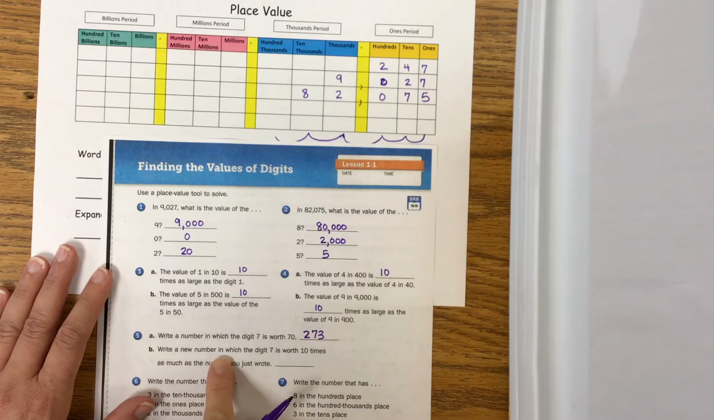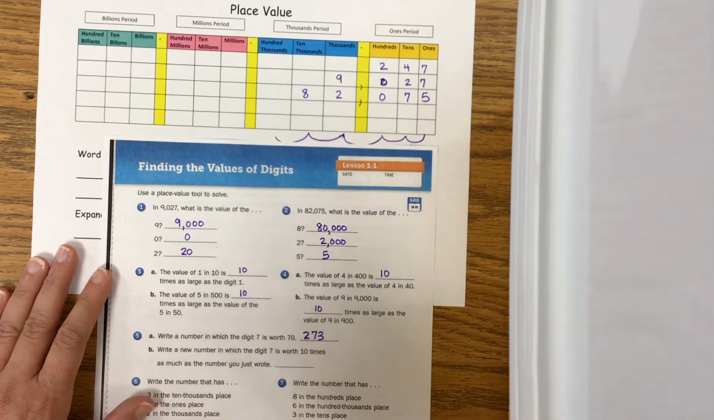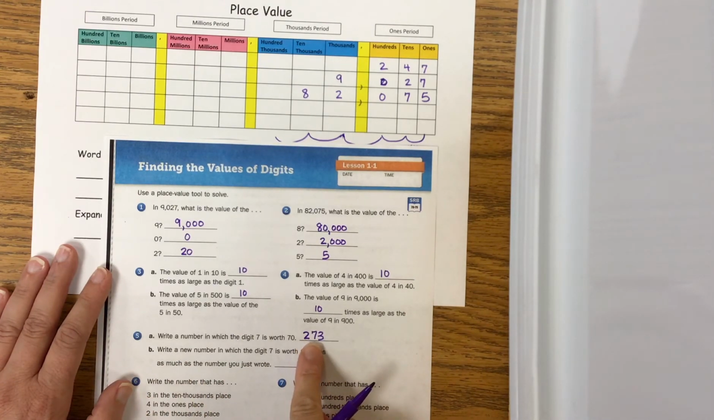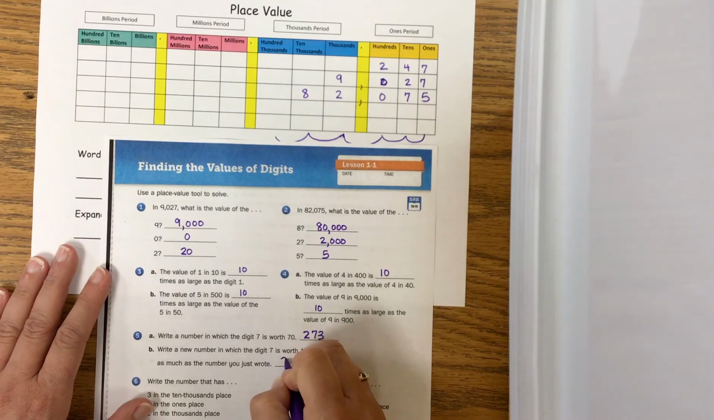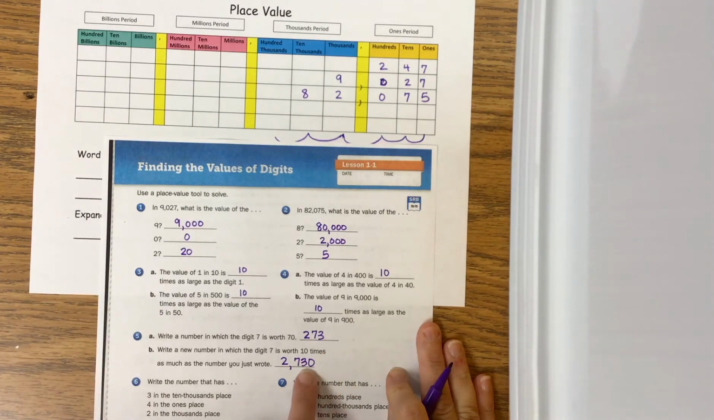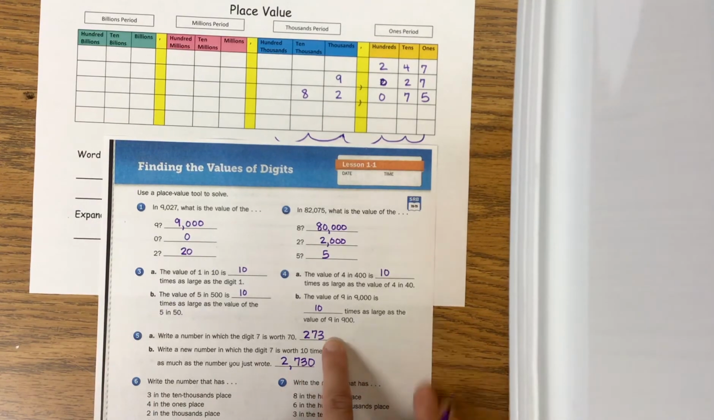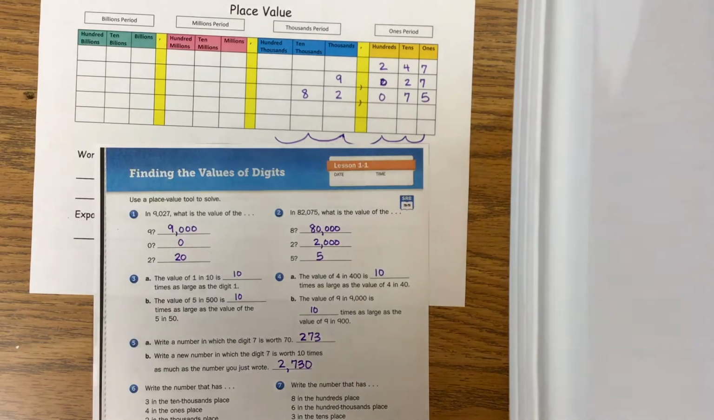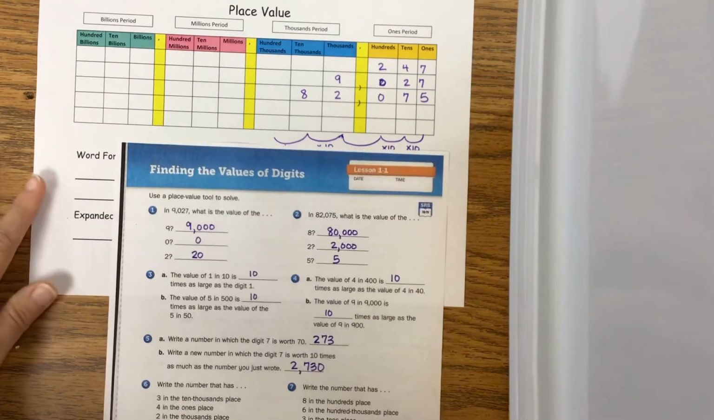It says write a number in which the digit 7 is worth 10 times as much, or more, that's another way to say more, than the number you just wrote. So when we say 10 times as much, that means that we're just adding a 0 onto the end of it. So it will be 2,730. So this number here is 10 times as large as this number here. Okay? I know that seems kind of tricky. We're going to keep practicing it again. All right, let's move on to number 6.